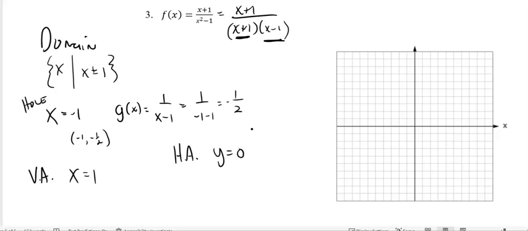This is that case where the degree of the denominator is greater than the degree of the numerator. So I got a lot of information here. Horizontal asymptote, y equals 0, that's the x-axis. Vertical asymptote, x equals 1.